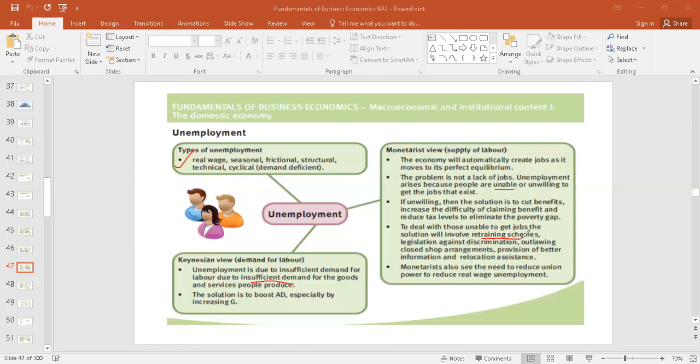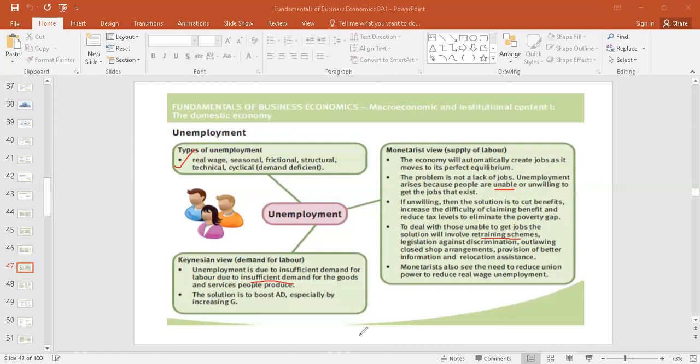So whenever there is a protest, whenever there is a strike on behalf of the employees or the workers to increase the wages, in that case, if the trade union power can be reduced, I think the unemployment that arises because of the real wage issue also can be resolved. So that is about the monetarist view of unemployment.